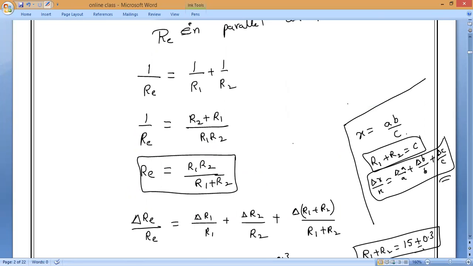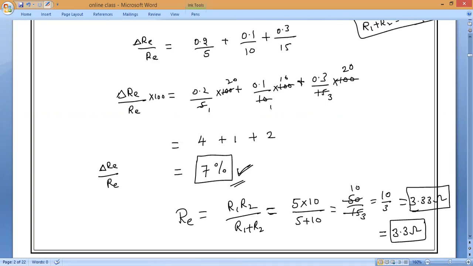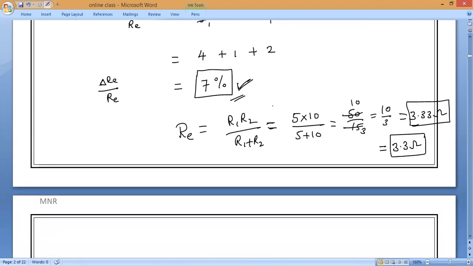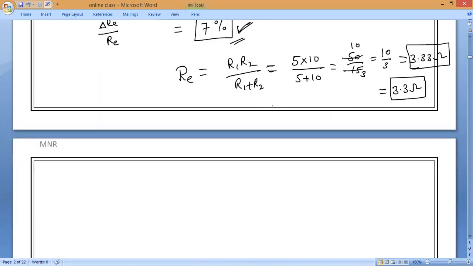Please solve it. When your screen is not visible, you kindly need to tell me before. Do it fast. Any doubt, anybody can ask me. So what is the possible percentage error? 7% possible error, and the resistance is 3.3 ohms. Any doubt, anybody can ask. Clear, guys? Okay, next question.